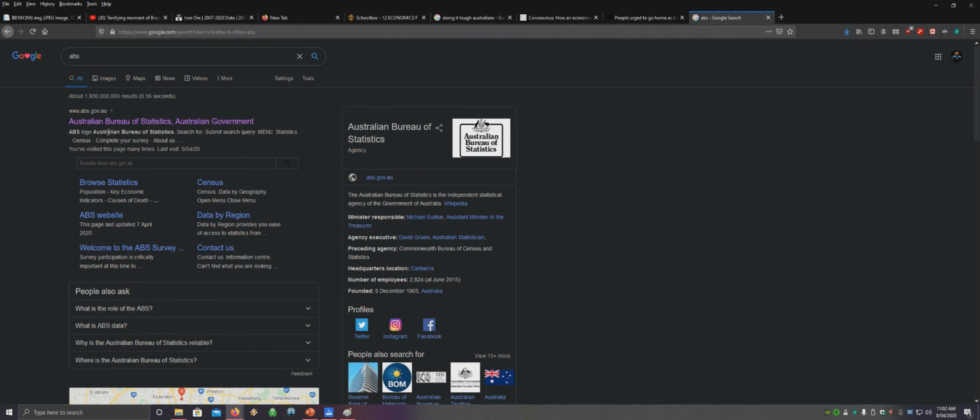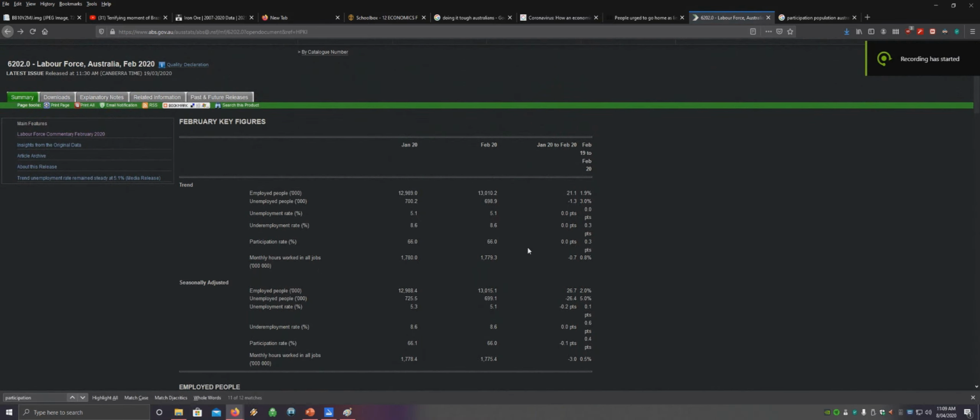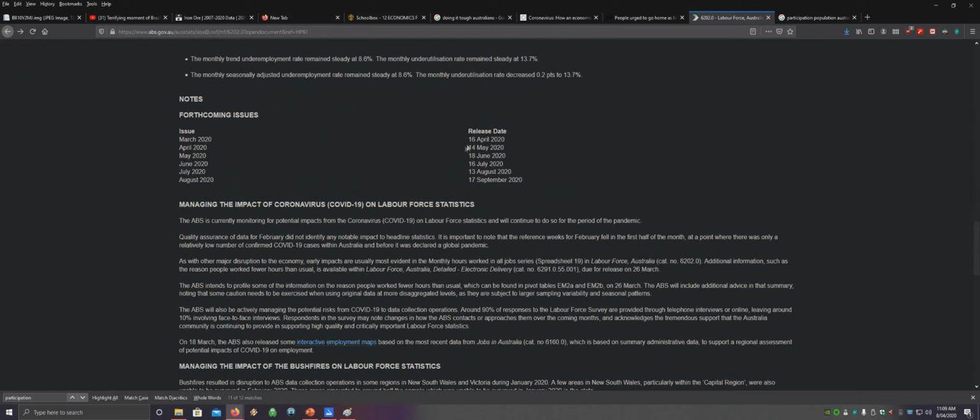If we look at the ABS statistics, where's the unemployment rate? Looking at what we currently have in February, 700,000 people unemployed. By March, this number can grow quite intensely. The next issue is not due till April 16, and it's only April 8 at the moment. So in about 8 days' time, we'll find out what our figures are for March.